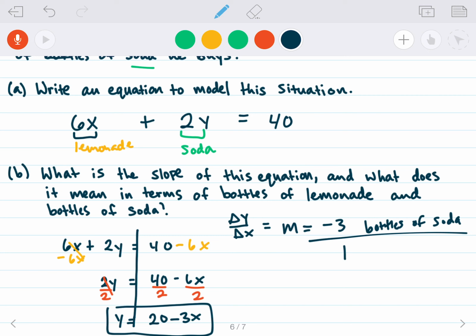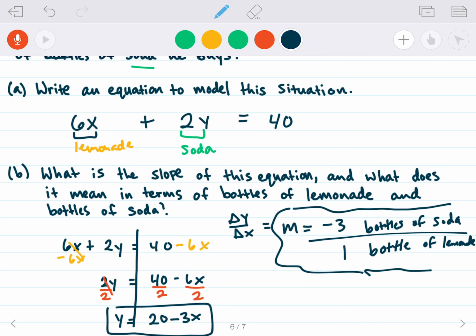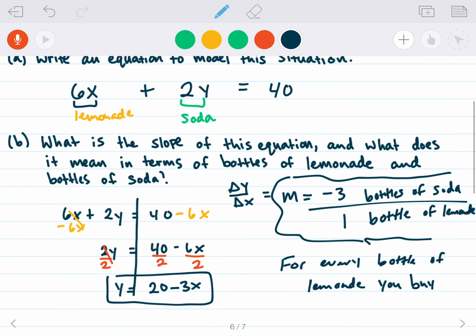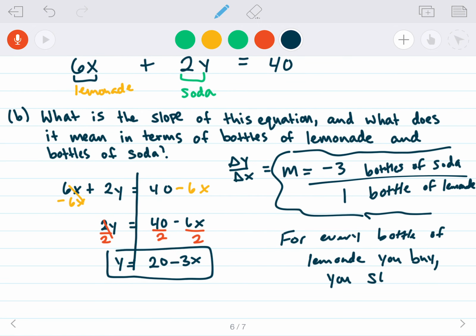And that's going to be over bottles of lemonade. And so what does this mean contextually? Like, what does this mean in the context of our problem? Well, it means for every bottle of lemonade, so what this means contextually is that for every bottle of lemonade you buy, you should buy 3 less bottles of soda to keep the budget at $40.